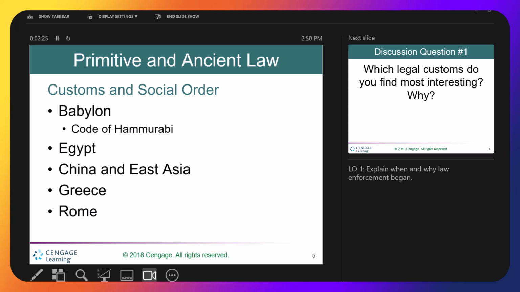So if we look at primitive and ancient law, customs and social order. When we think about Babylon, the Code of Hammurabi. This is something when you look at it, this is when they established, basically, this is where the concept of an eye for an eye comes from.